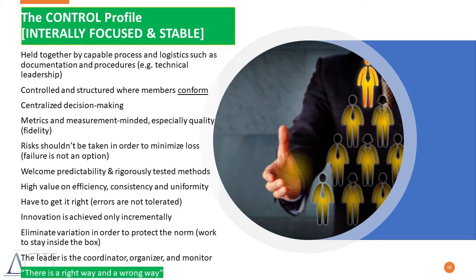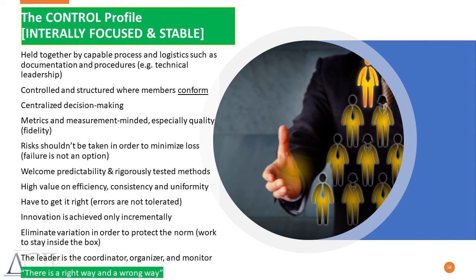So these types of cultures are really metrics and measurement minded, and they're more risk averse. The green or control cultures are more about reducing risks and preventing risks. They're not about inviting risks. A lot of the control culture profile is really about avoiding risks through capable processes and capable procedures. So their values are really about predictability and rigorously tested models and procedures. They put a lot of value on being efficient, consistent, uniform, and predictable.